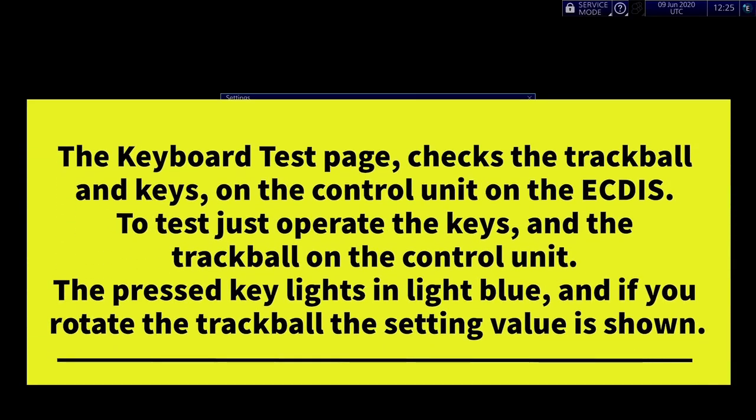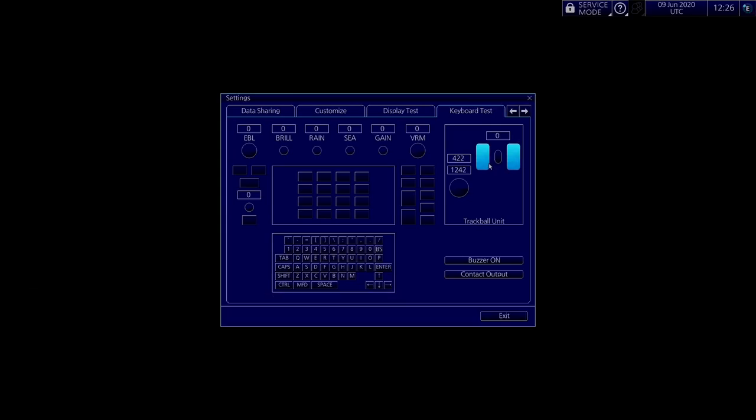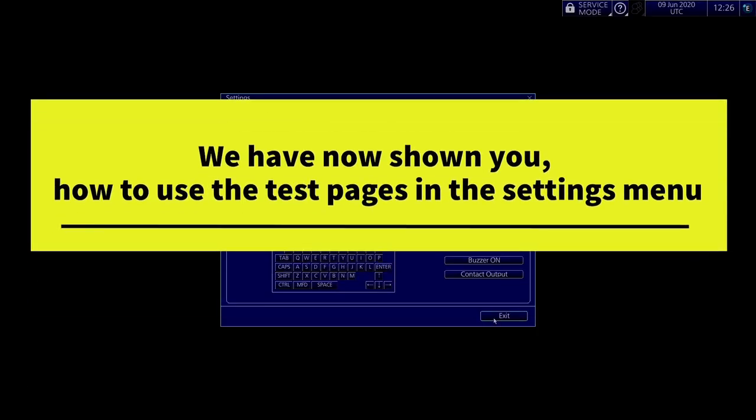The keyboard test page checks the trackball and keys on the control unit on the ECDIS. To test, just operate the keys and the trackball on the control unit. The pressed key lights in light blue, and if you rotate the trackball, the setting value is shown. We have now shown you how to use the test pages in the Settings menu.